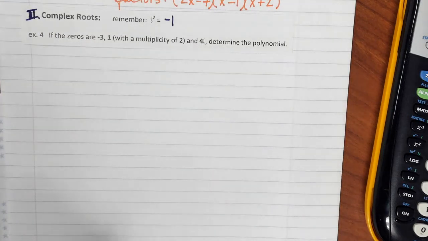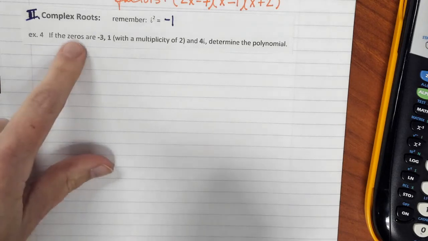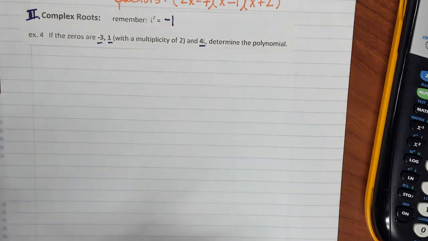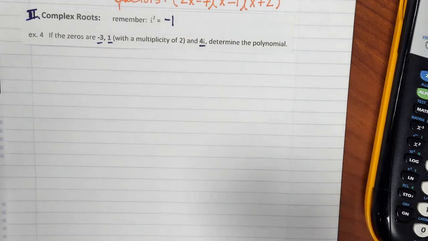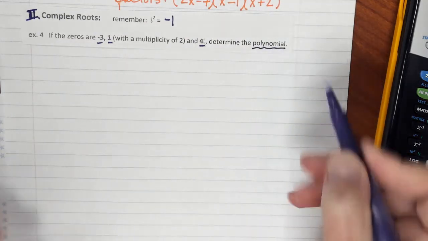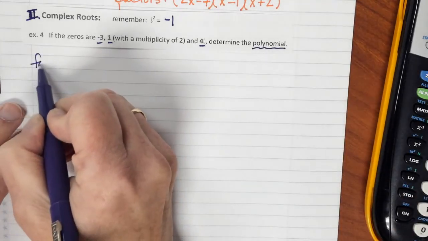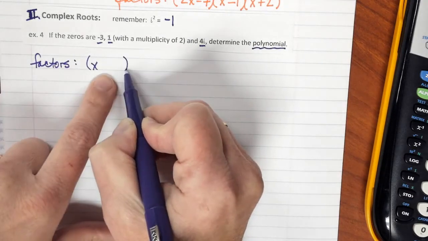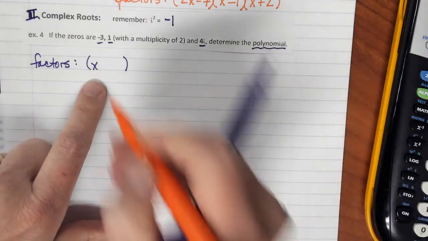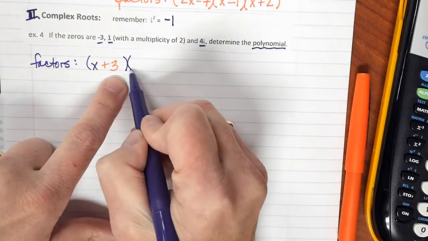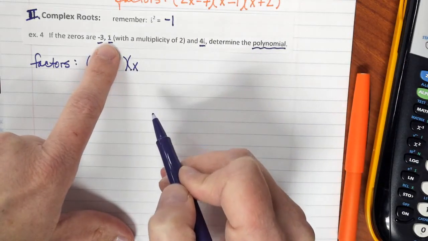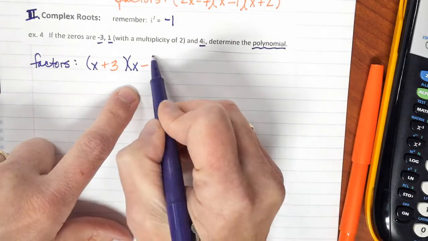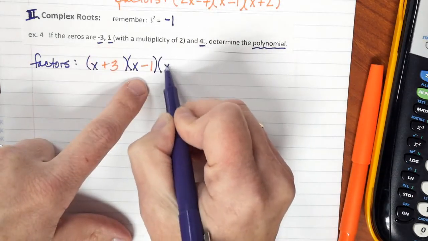So if you have a problem, you're now going in reverse. If I say the zeros are -3, 1 with a multiplicity of 2, and 4i, I want you to write those factors out, multiply them, and give me the polynomial. You're going backwards. So let's list the factors. I'm going to have this x here, x plus 3, right? I'm going to have another factor. The zero is 1, so my factor would be x minus 1. But I have a multiplicity of 2, so I have 2 of those.